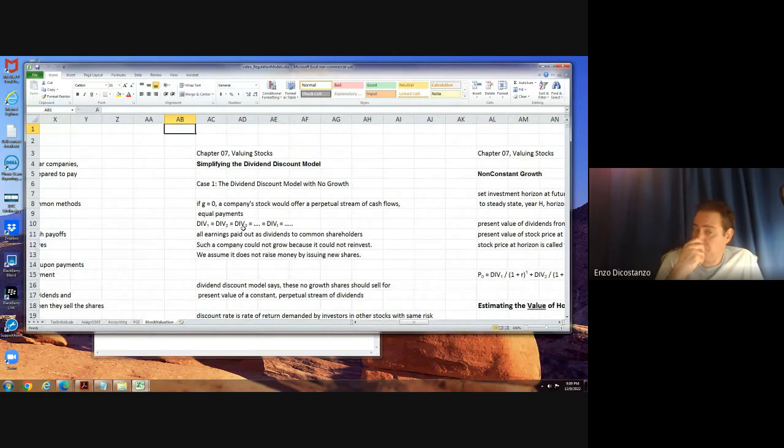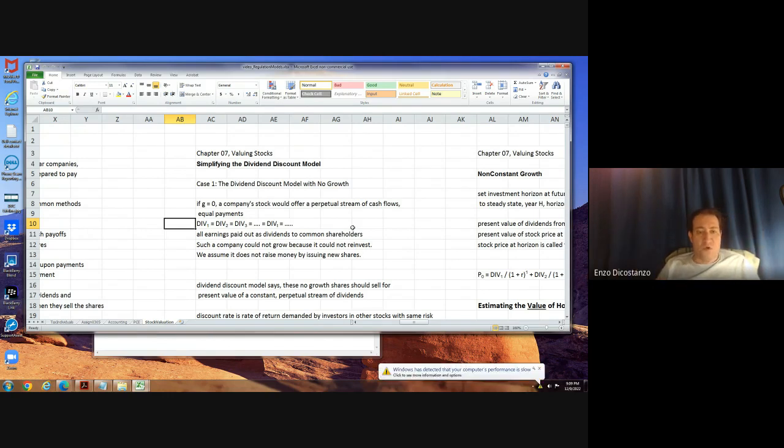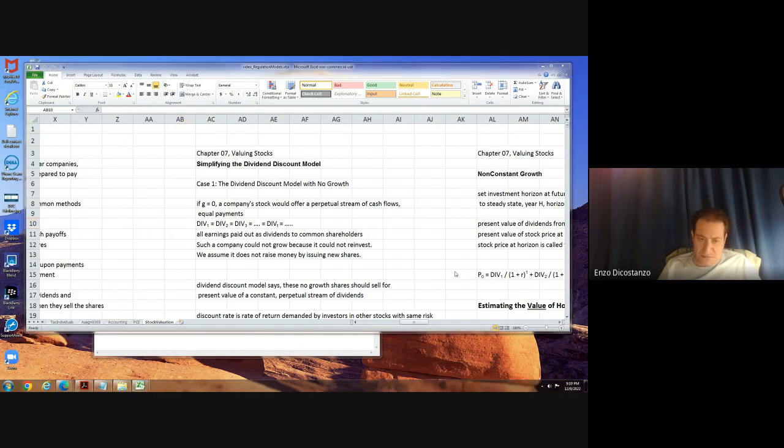Actually, there's three pieces. There's a Home Depot piece. There's a very generic model, like a theoretical textbook model, and then these other two pieces: the dividend discount and the non-constant growth. So the first case is the dividend discount model with no growth, which means the dividends, a stream of cash flows, are just the same for a number of years, 5 years, 10 years. And again, we're dealing with this right now at work. All earnings paid out as dividends to common shareholders or the owners.